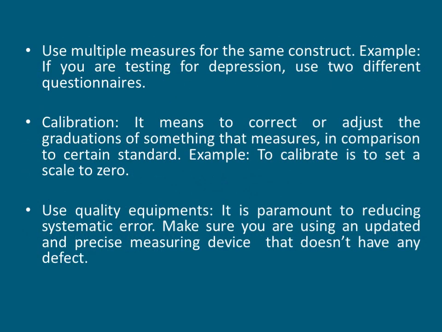Use multiple measures for the same construct. Example, if you are testing for depression, use 2 different questionnaires. Calibration. It is the most important point to reduce errors. It means to correct or adjust the graduation of something that measures in comparison to a certain standard. Example, to calibrate is to set a scale to 0.